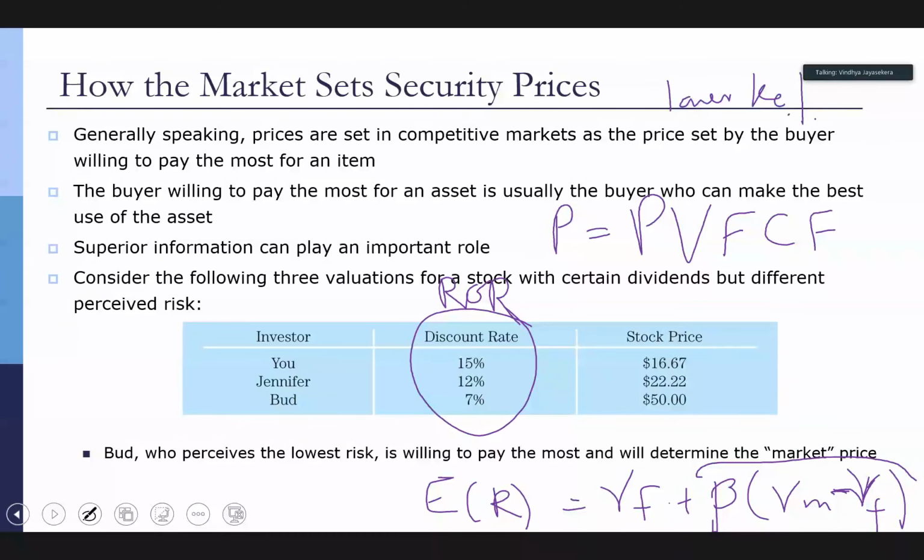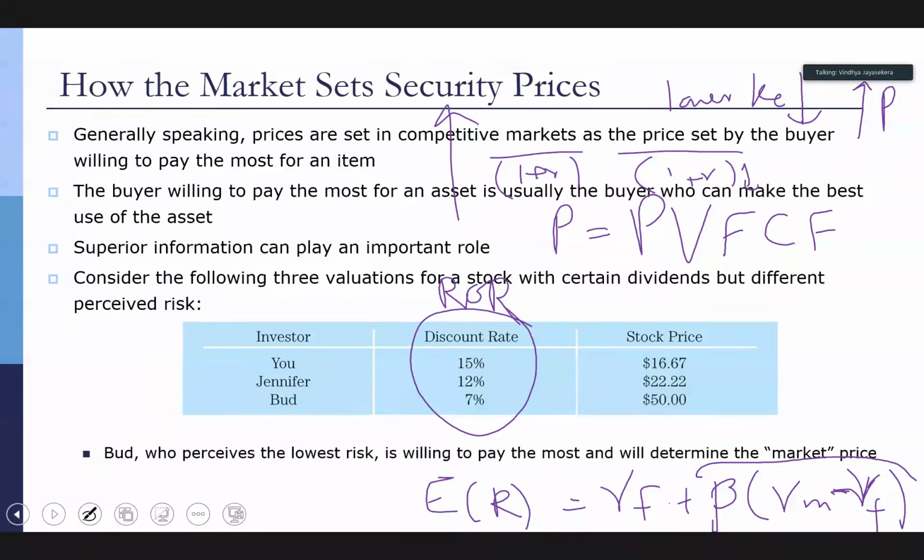Lower the KE, higher the price that I'm willing to pay. Because what is the price? The price is I am discounting it by the discount rate, right? So the discount rate is in the denominator. Lower the denominator, higher the price I'm willing to pay. So if I underestimate the risk of the company, I am willing to pay a high price for that company. And the market price is determined by my estimation of risk.